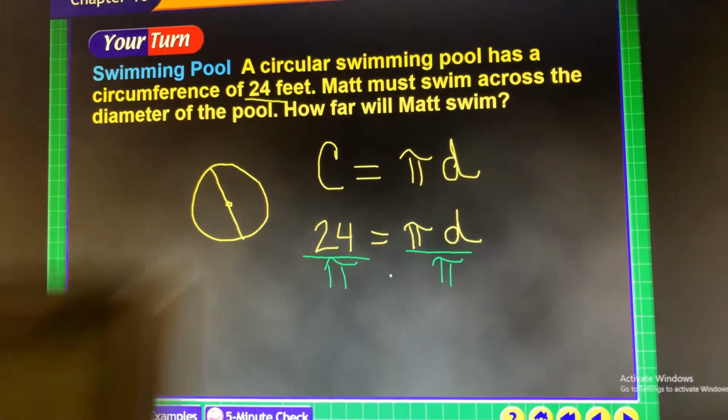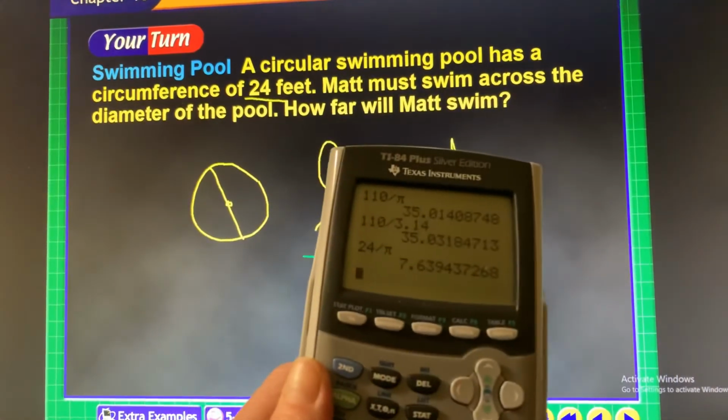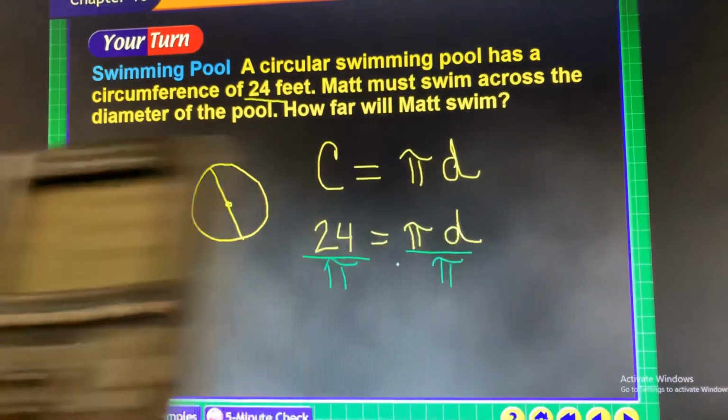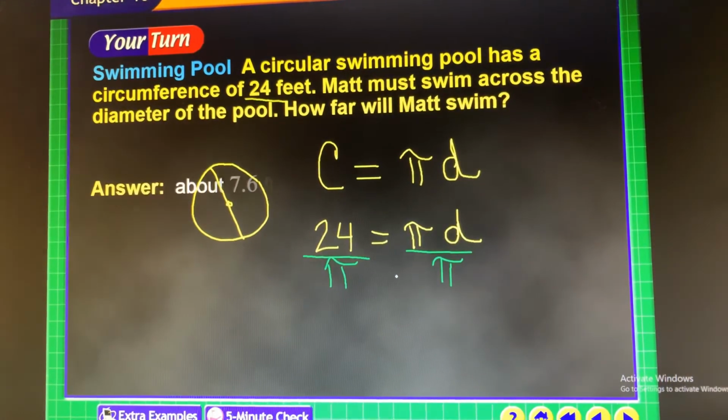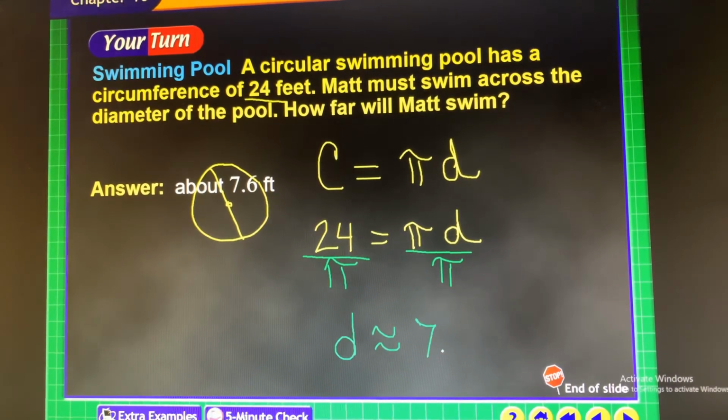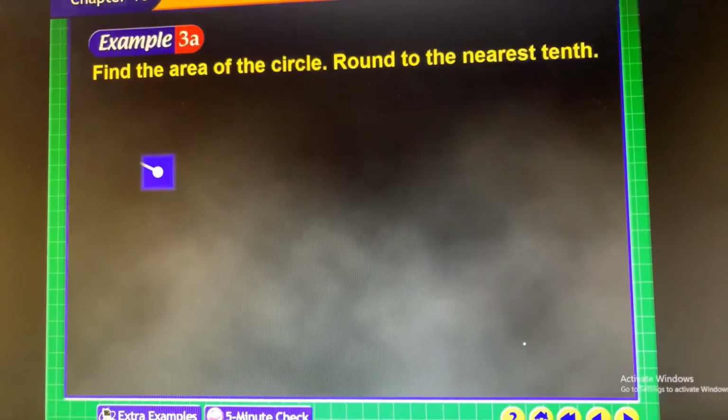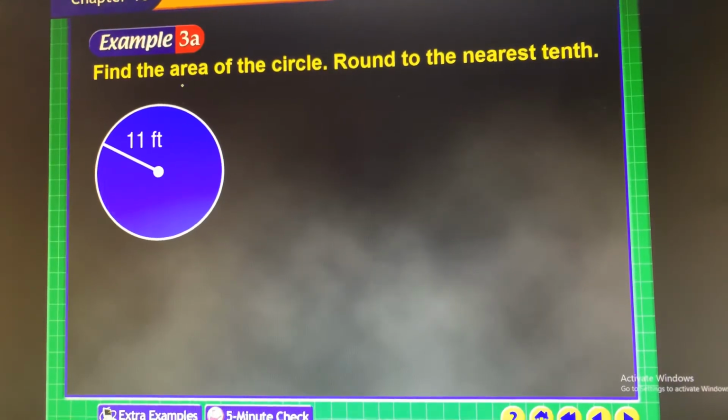Should get approximately 7 6/10 of a foot. There you go. So diameter is approximately 7 6/10 of a foot. So those are your work backwards problems. There you go. Now we're on to area.